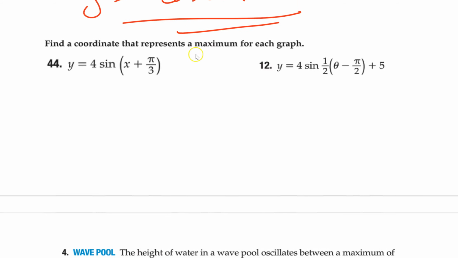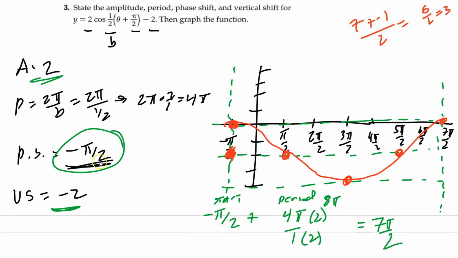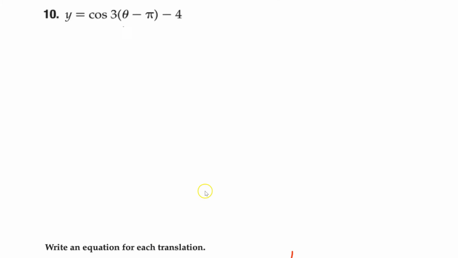They want to find the max of each graph. So if I want to find the max, here's a trick. If you notice over here, the max of my graph was this. What was it? It was the middle plus the amp. That's how I got to this max right here. Where the middle is, you add the amp. If you want the min, middle minus the amp.